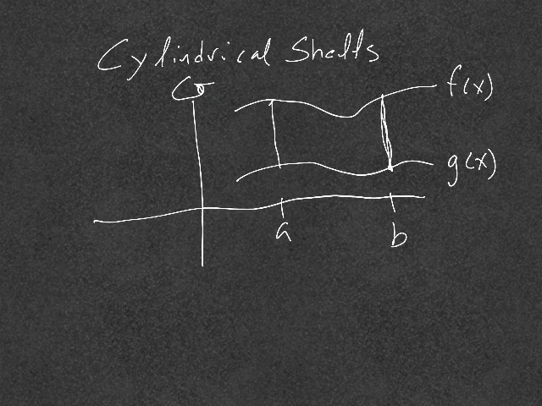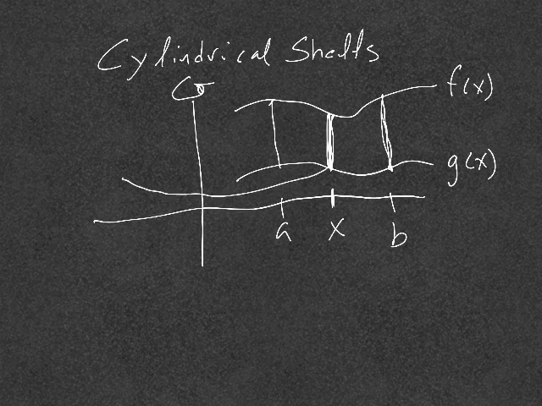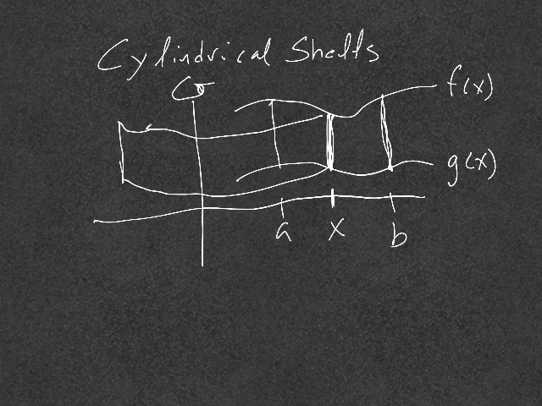And so how do we get the shells out of this? Well, again, we're going to think about taking some x value between a and b, which gives us a little strip between f and g, and we're thinking about what happens just to this strip as it gets spun around. Right? So it's like a little vertical strip getting spun around. What shape is it going to create? Well, it's going to create sort of the outside vertical part of a cylinder.